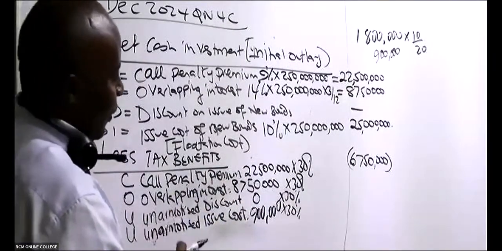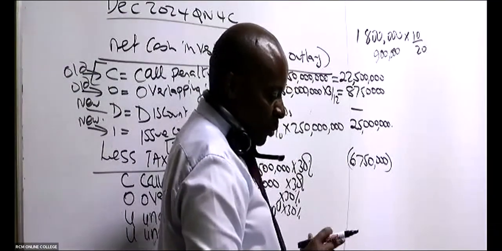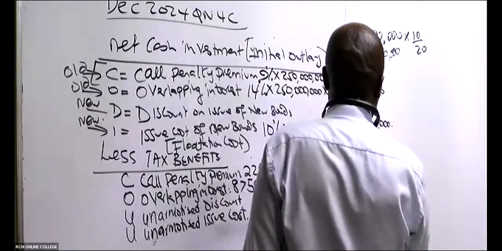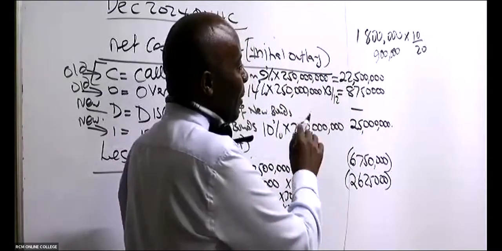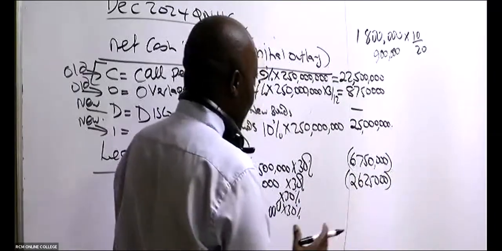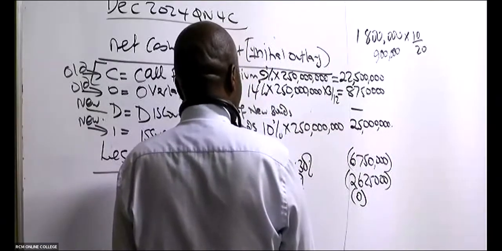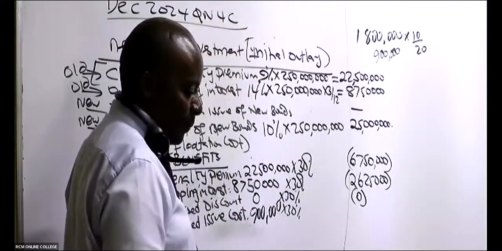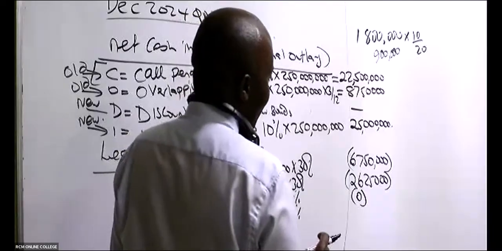How about 87,500,000 times 0.3? Times 0.3, 26,250,000. Lincoln, I can see your question. We don't divide by 20. No, this is full, the full unamortized. This one here is 0, right? Yeah. 900,000 times 30%, which now will end up giving us 270,000.